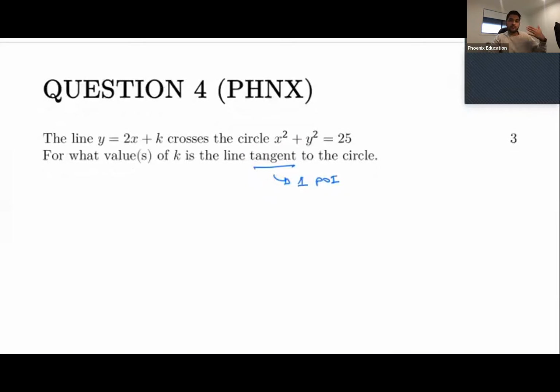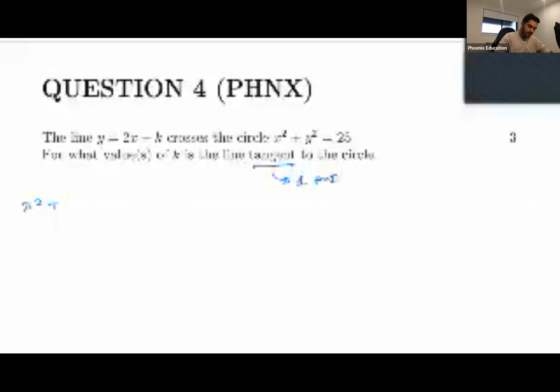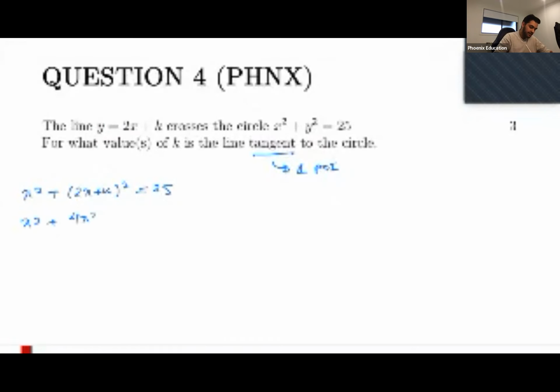We'll need to solve it simultaneously and figure out the value of k such that our solution would only have one value. Okay, let's start by solving it simultaneously. We'll use a substitution method. We'll plug this in for y. So we get x squared plus (2x plus k) squared is equal to 25. If you expand this out, we get x squared plus 4x squared plus 4kx plus k squared is equal to 25. I'll tidy this up a little bit. So I'll have 5x squared plus 4kx plus k squared, and I'll pull the 25 to the left-hand side. So I get this equation here.